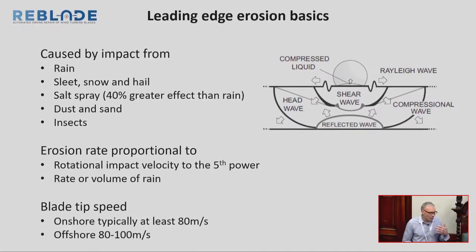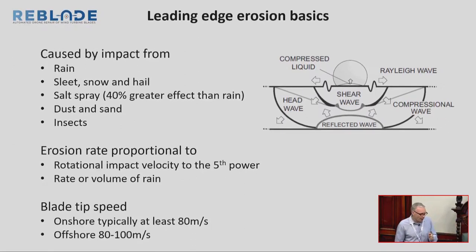Okay, so if it's in a rural location, you could get dust, sand, insects are really bad as it happens. Offshore, you've got worse conditions, obviously, than on land. There's a higher incidence of sleet and hail. Large hailstones can cause lots of issues. And also the droplet size can vary in different locations. So a small droplet of rain causes less problems than a large droplet of rain.